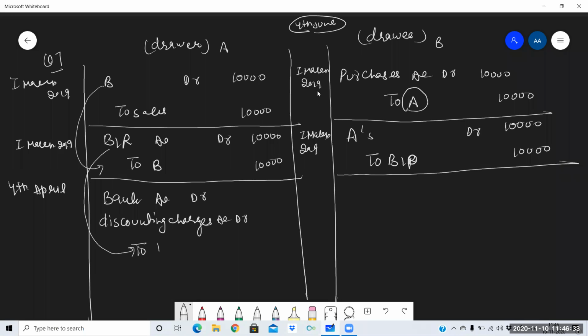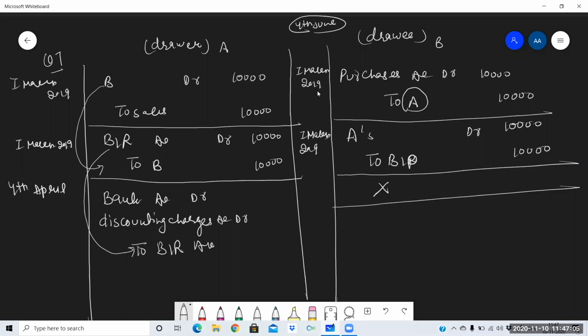This account will be closed because you will be giving your BR to bank. So you will not be having any more BR. So BR is your asset. So asset is decreased. So when A will be discounting the bill, then there will be no entry in B's book. Why? Because now B has to wait and watch, and he will be making payment on maturity date only, irrespective to whom. He will be making payment to the drawer or to the holder of the bill.